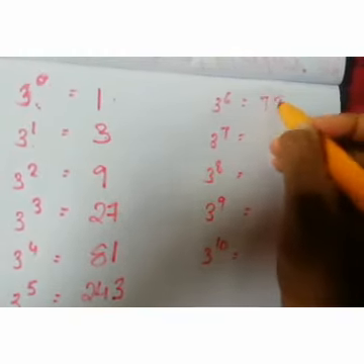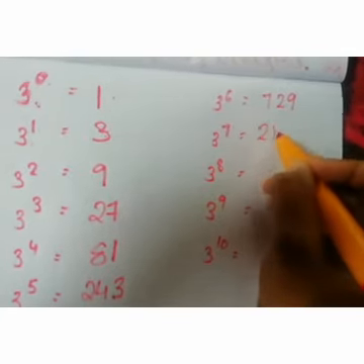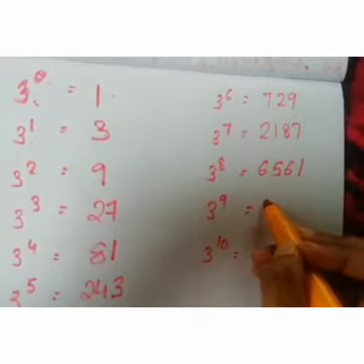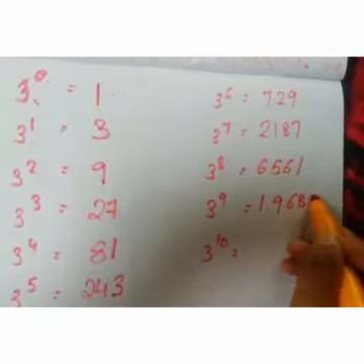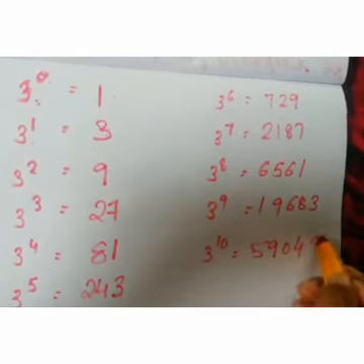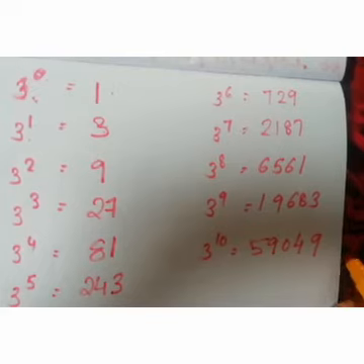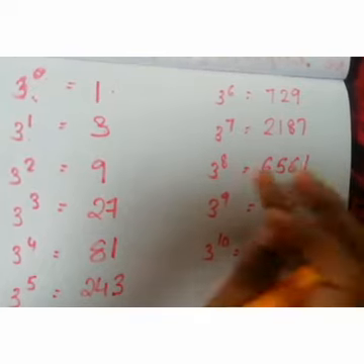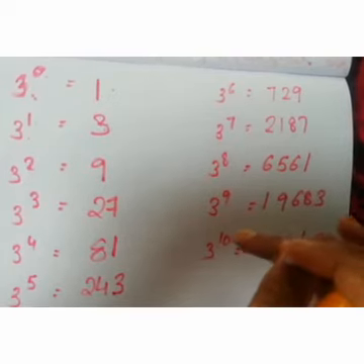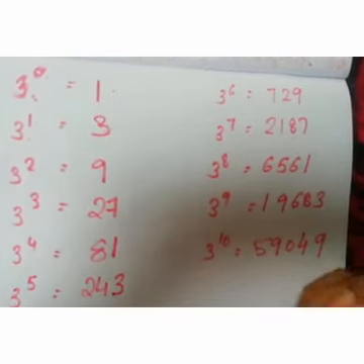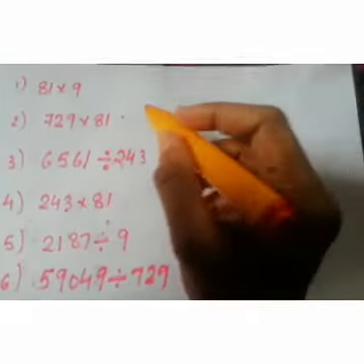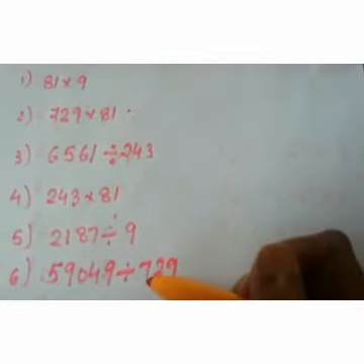243 into 3, 729. Next, 2187, 6561, 19683, 59049. This is the table of powers of 3. Using this table, we want to find the solutions for the following questions. Using the powers of 3 table, we can solve these problems.